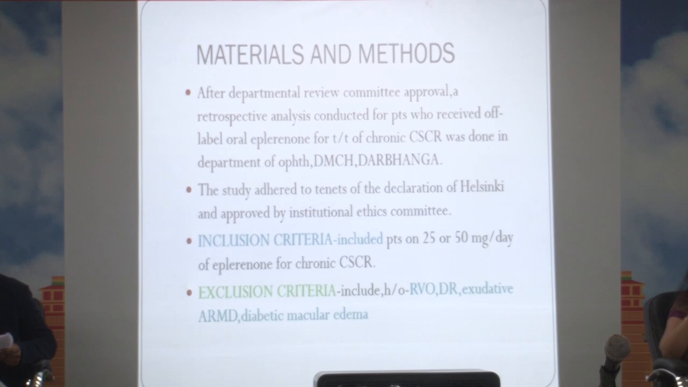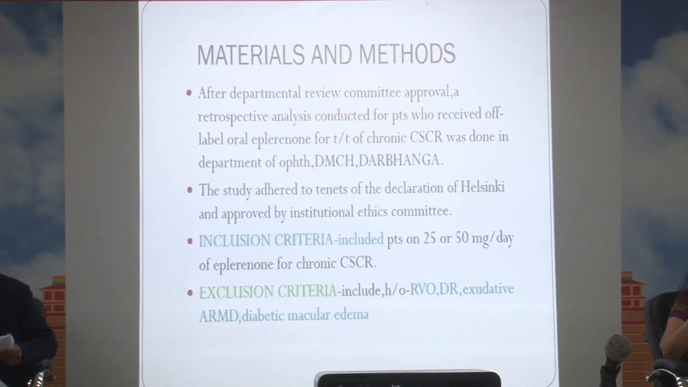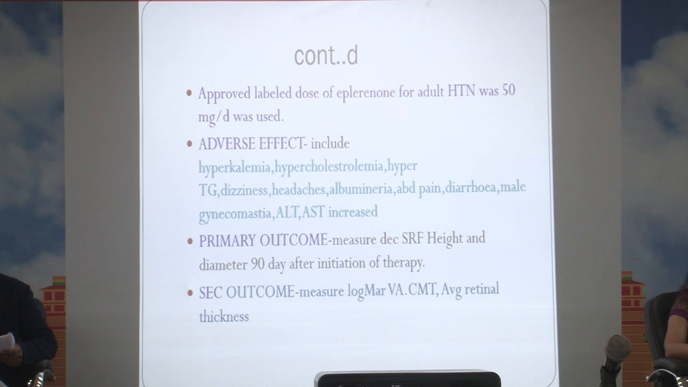received off-label eplerenone in chronic CSCR. Inclusion criteria include patients taking 25 to 50 milligrams per day of eplerenone for CSCR. Exclusion criteria: history of RVO, diabetic retinopathy, exudative AMD, and diabetic macular edema. The approved dose of eplerenone in hypertension is 50 milligrams per day.